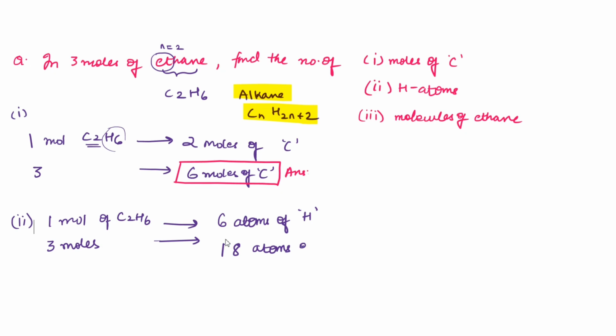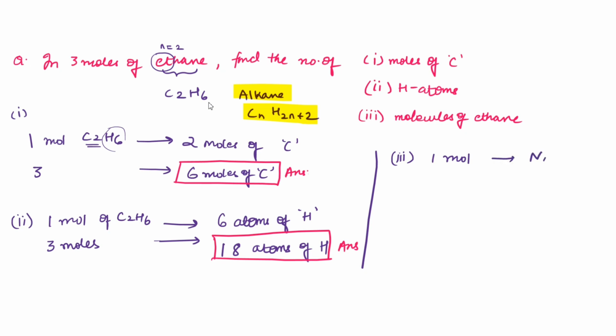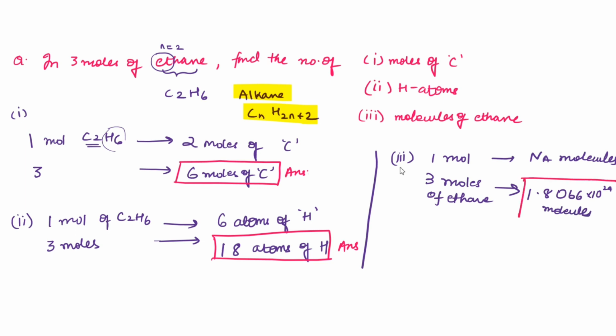So most of the questions here are based on cross multiplication. So it is very simple. The next subdivision asks us to find the number of molecules of ethane in 3 moles of ethane. We know 1 mole has Avogadro number of molecules. So 3 moles of ethane will have 3 into 6.022 into 10 power 23, which gives us 1.8066 into 10 power 24 molecules.